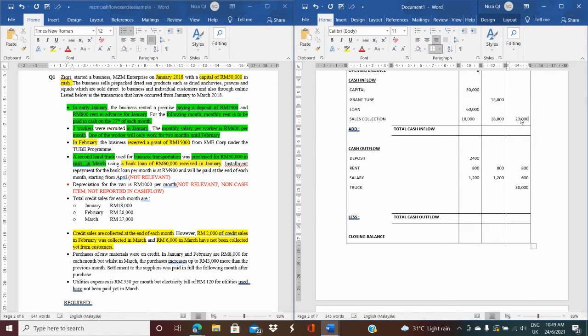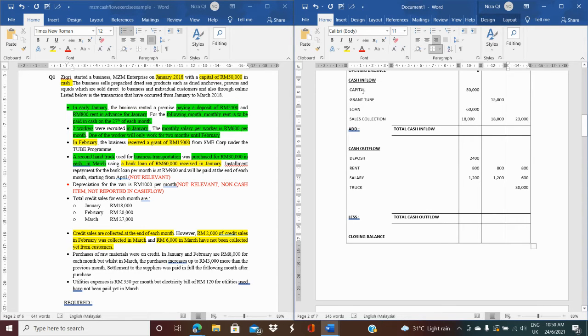So for February, you will have to deduct 2,000. So the amount to be collected is 20,000, but 2,000 was not collected. So the amount that was actually collected is 18,000. Okay, so that is the total cash inflow. So that is the inflow.